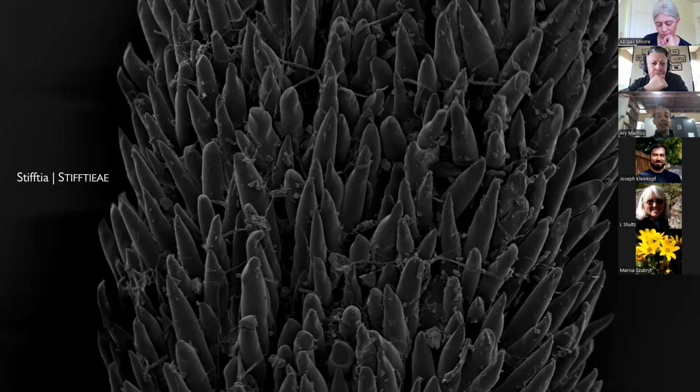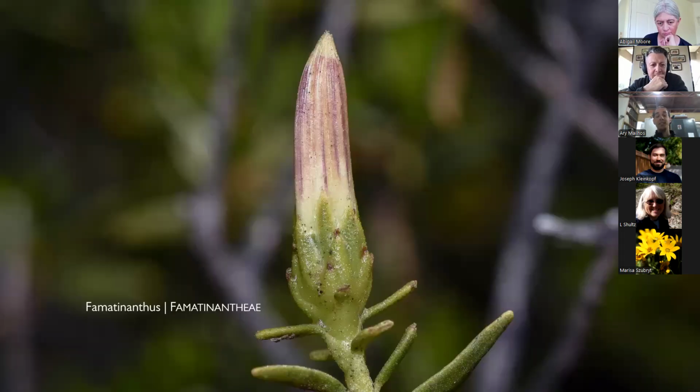And then I found that it is not only Stiftia that does this. For example, here I show you Famatinanthus, which is a bit of a rock star right now. But we can see that it is doing the exact same thing in the early stages of the development of the capitulum. So it's pretty curious.